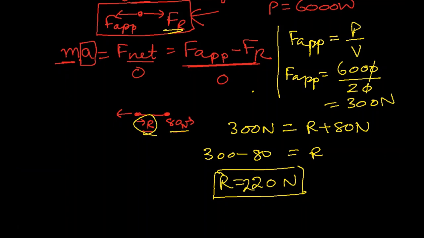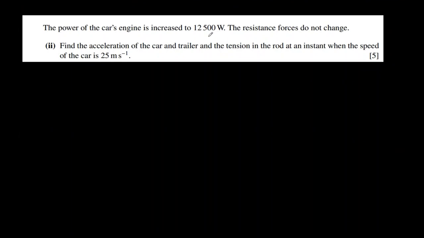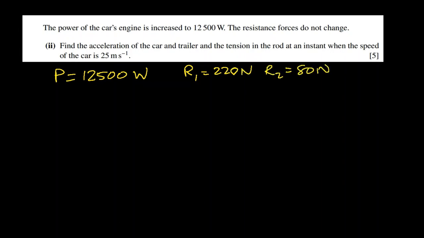Let's go to the second part of the question. The power of the car's engine is increased to 12,500 watts. So now there is a new power, 12,500 joules per second or watts. The resistance forces do not change. So R1 is 220 and R2 is 80 newtons. Find the acceleration of the car and trailer and the tension in the rod. So two things you have to find, acceleration and tension.